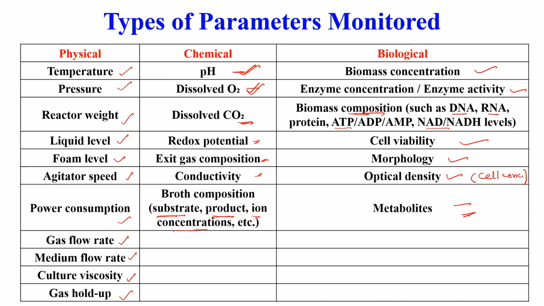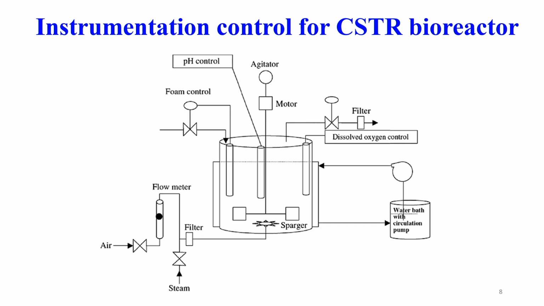control is possible. For example, if you are monitoring the substrate, then you are able to do this intermittent feeding as and when required. If you are monitoring the product, you should be able to regulate the product inhibition if it is present. Yeah, here is a schematic.